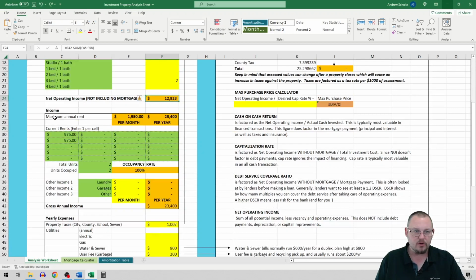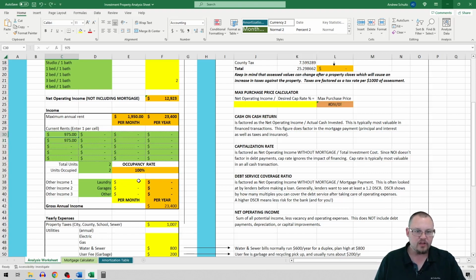Scrolling down a little bit here to the income box, you can see that we factor in the total rents from a monthly basis, and you can see that this monthly cell is actually just a total of all of these current rent cells, and the yearly cell is just the monthly multiplied by 12. So if we were to change this to, say, 2,500, it would go ahead and automatically update our spreadsheet for us.